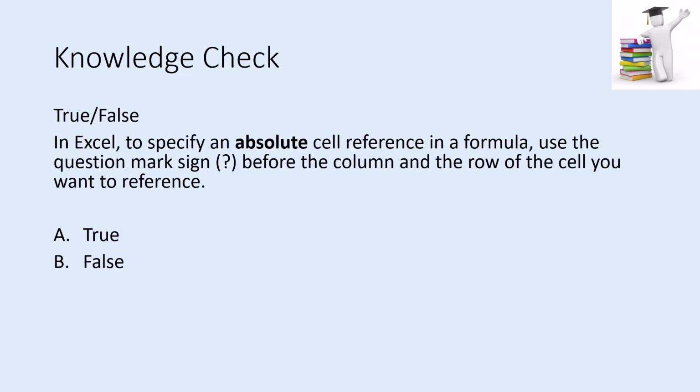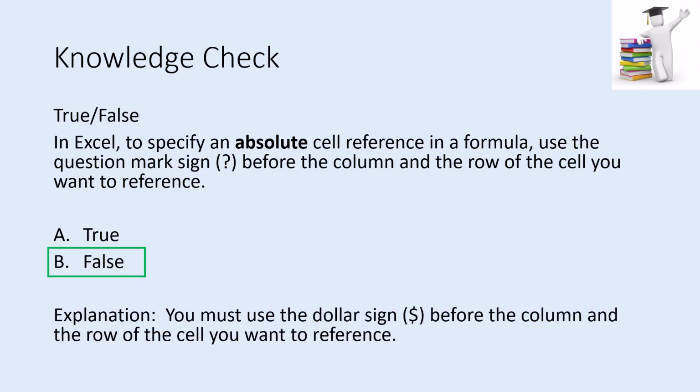True or false? In Excel, to specify an absolute cell reference in a formula, use the question mark sign before the column and the row of the cell you want to reference. A. True. B. False. The answer is B. False. You must use the dollar sign before the column and the row of the cell you want to reference.